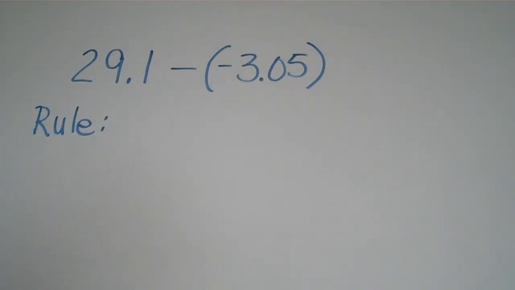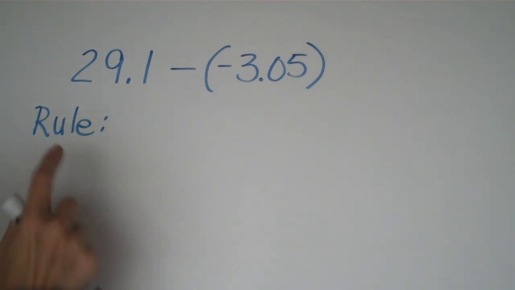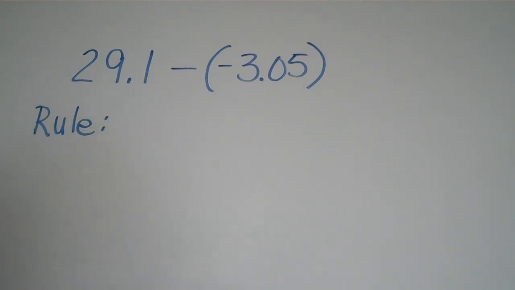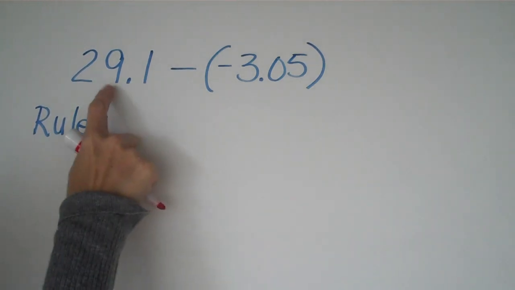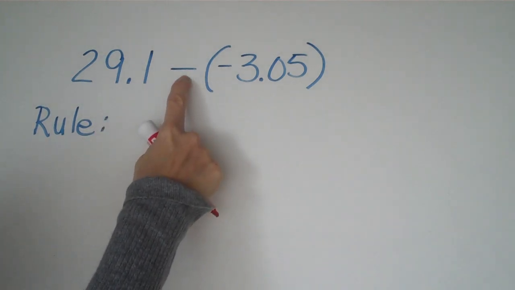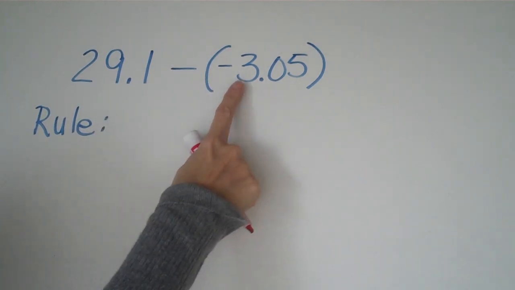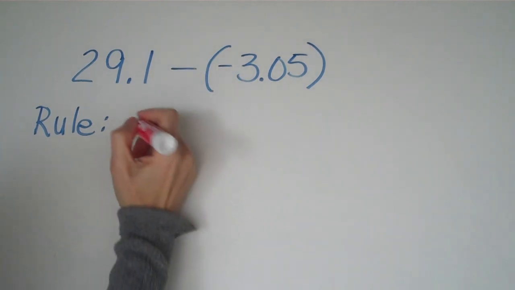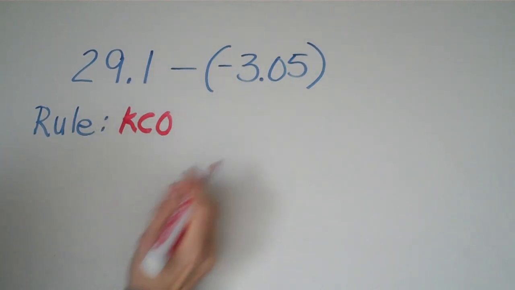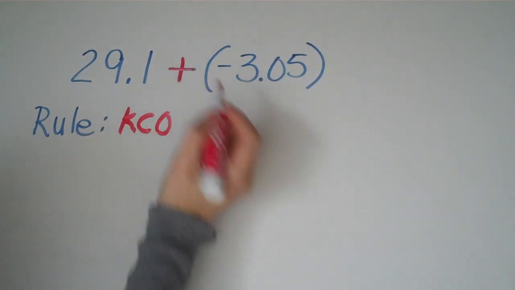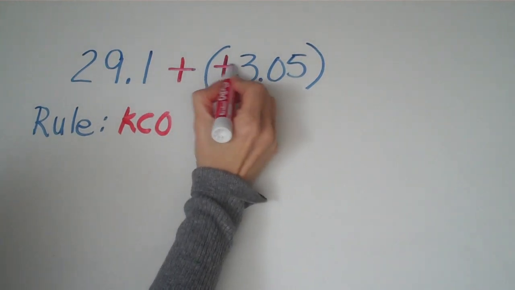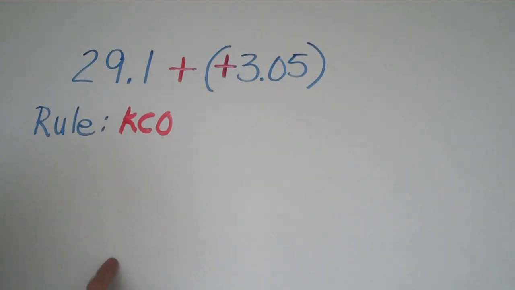Okay, we'll do another example right now. In this example, again, we're going to first look at our rule. We determine the rule by looking at this number right here, which is 29.1, a positive number, but we're going to subtract a negative number. Whenever we have subtraction, you should remember that the rule is keep change opposite. So we keep the 29.1, we change the sign to addition, and we get the opposite sign of the second number. So now all we have is 29.1 plus 3.05.